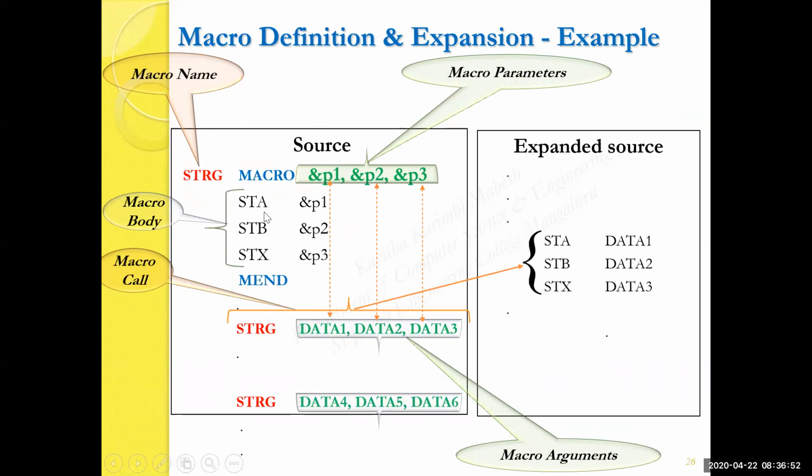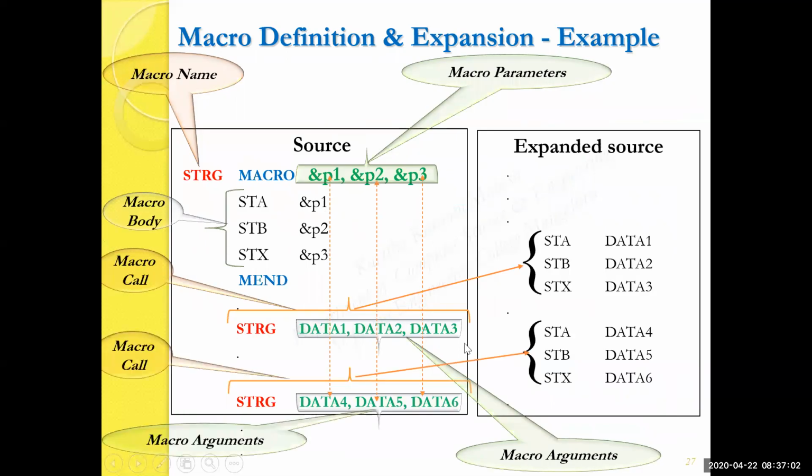You may see that the set of statements generated are STA, STB, STX, with P1 replaced with data 1, P2 replaced with data 2, and P3 replaced with data 3. Likewise, for the second macro invocation or macro call, the expanded set of statements are STA, STB, STX with operands respectively data 4, data 5, data 6, which have been replaced for the parameters P1, P2, P3 respectively.